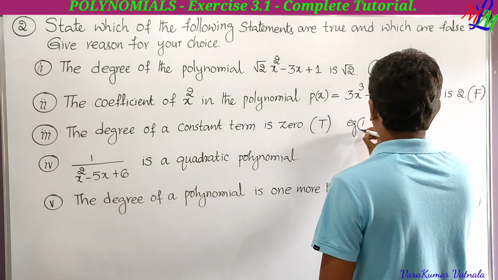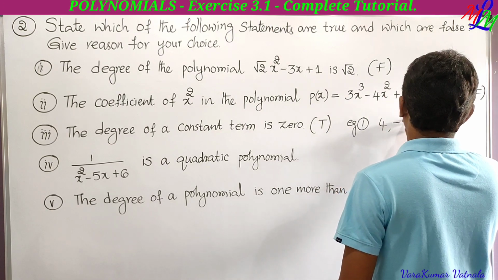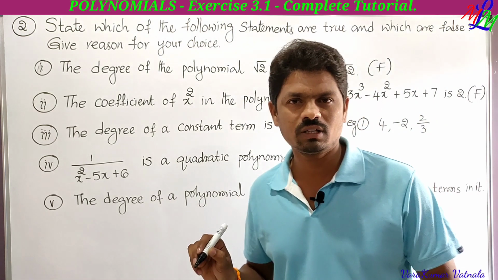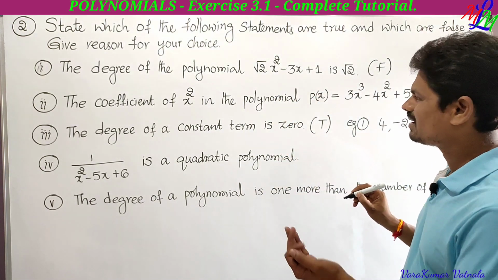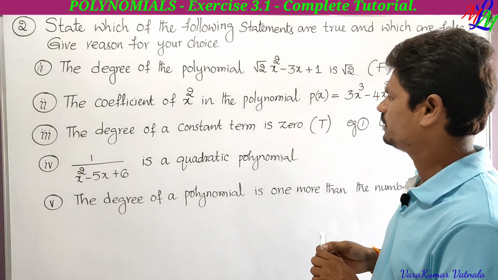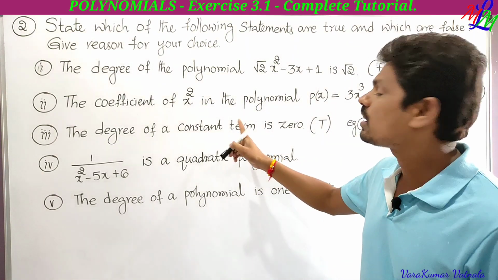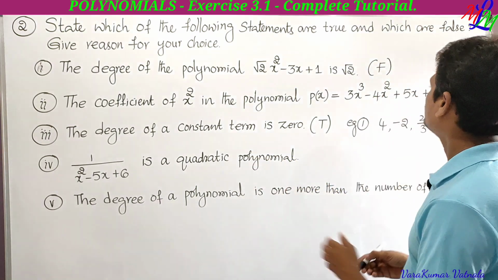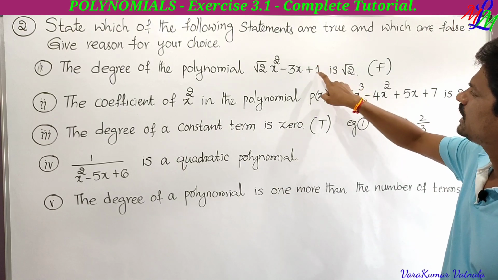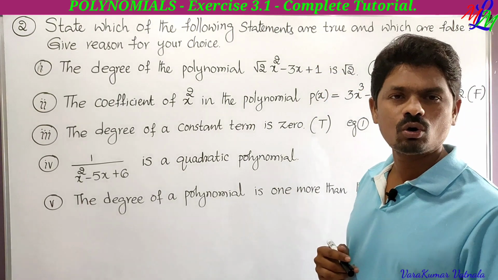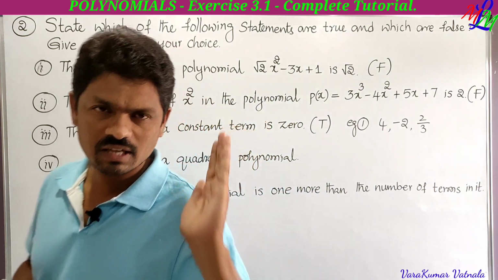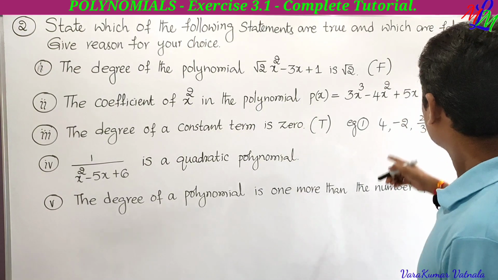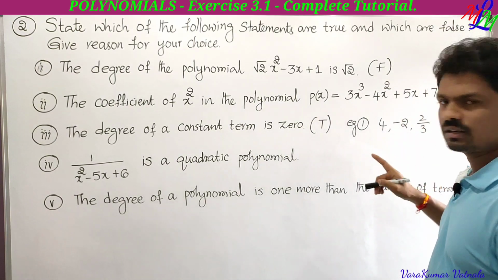So constant terms, so there will be only numbers: -4, -2, 2 by 3. There are no variables in the constant polynomial. Actually here he has to give a constant polynomial, but he has given the constant term. So even though it is a constant term, we can say the degree of the constant term is also 0. The degree of the constant polynomial is also 0, and the degree of the constant term in the given polynomial is also 0.